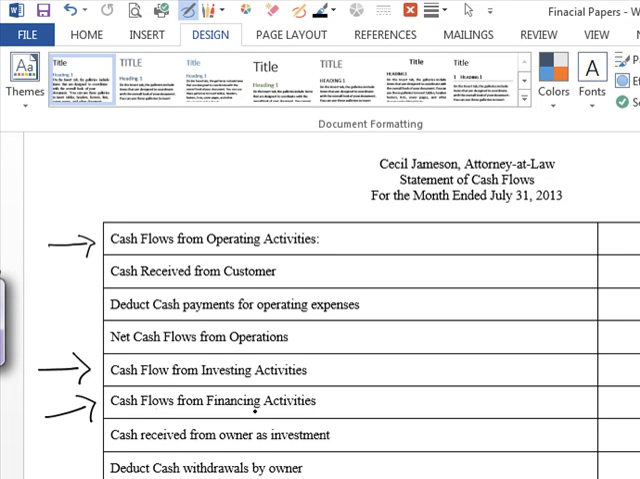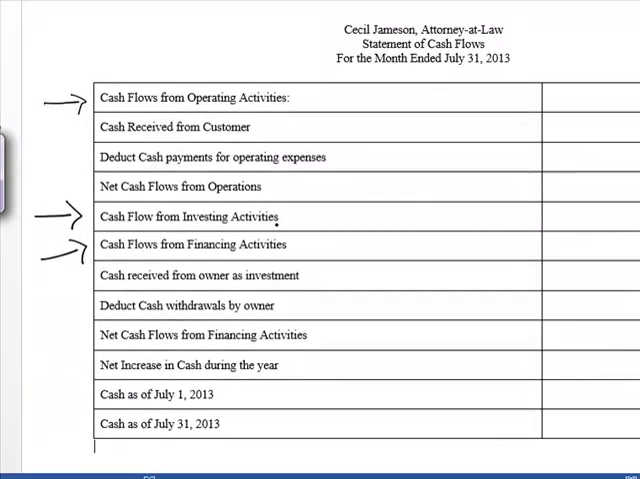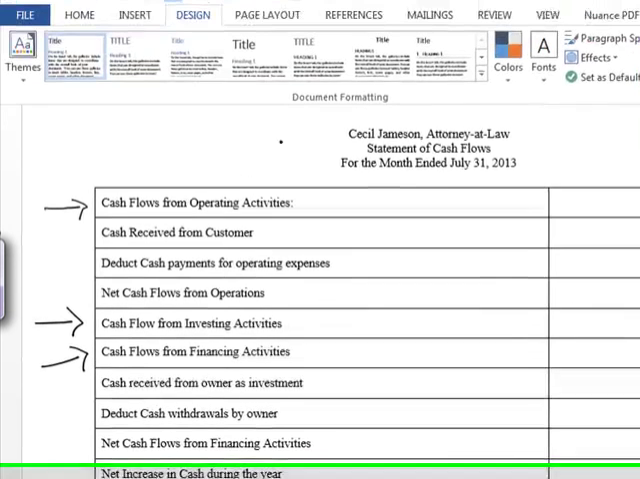This is based off of financing. Did the owner put money in? Did you get money from creditors? Did you pay them? Did the owner take money out? We then determine if there was an increase or decrease in cash. We put in what was the beginning cash for the month to determine what the ending cash balance is. So let's list all this information in here.